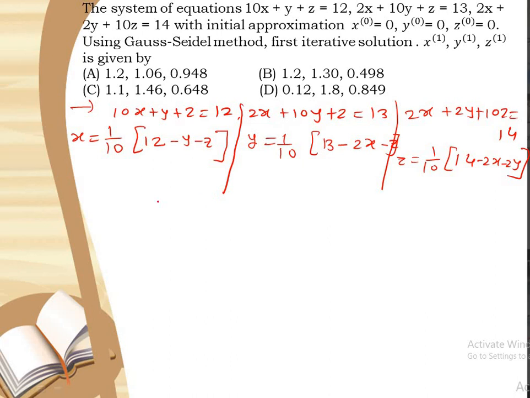Okay. So the initial condition is that x of 0 is 0, y of 0 equal to 0 and z of 0 equal to 0. We have to put these in that equation, and we get x is equal to 1 by 10 times 12 minus 0 minus 0.